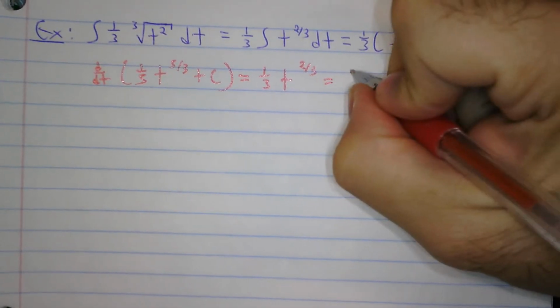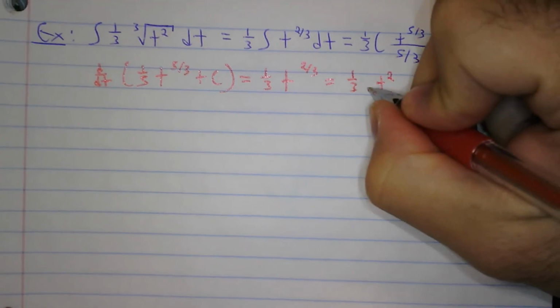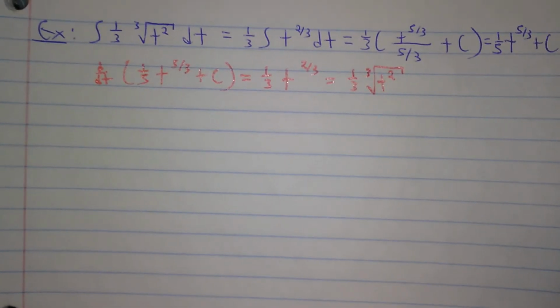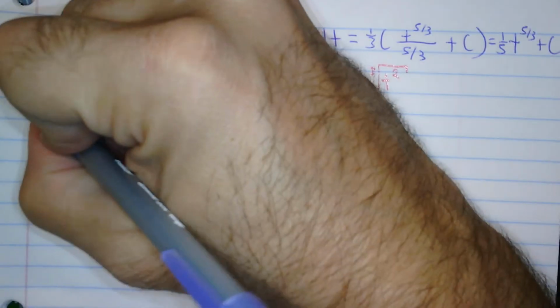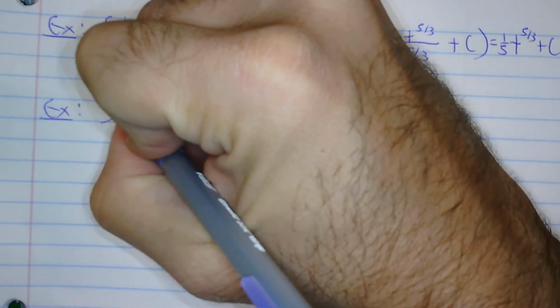Well, let me see. Let me rewrite it. It's t to the 2/3. It's like t squared to the 3rd root. That's what we started with. So we're good. This is working out for us. All right. Shall we try a couple more? Let's try a couple more just because, yes, this rule will show up all the time.